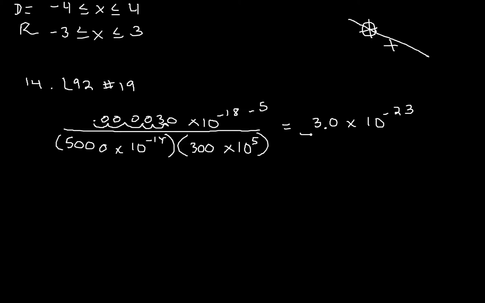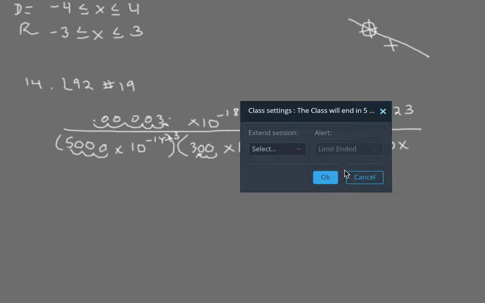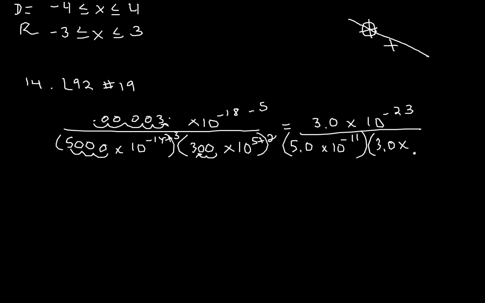We're going to do the same in the denominator. This time we're moving it to the left. 1, 2, 3. So it's going to be 5.0 times 10. This time we're going to add 3 to -14 and get -11. All right, and this one needs to go 1, 2 places to the right again, so we're going to add 2 this time. So we're going to get 3.0 times 10 to the 7th.